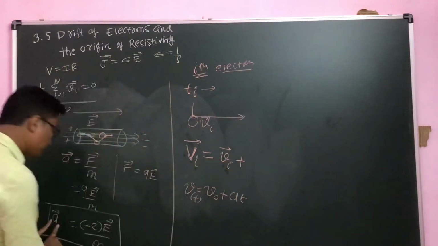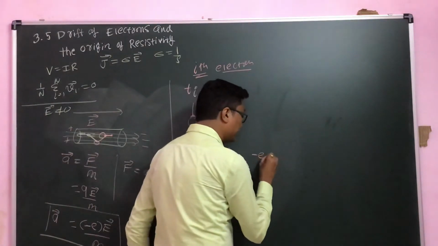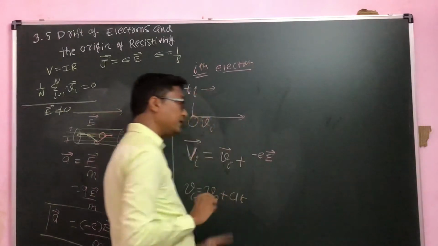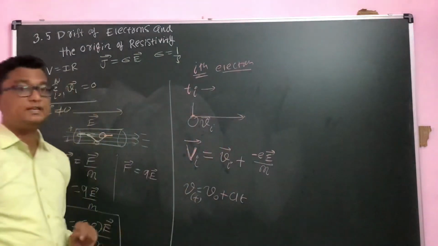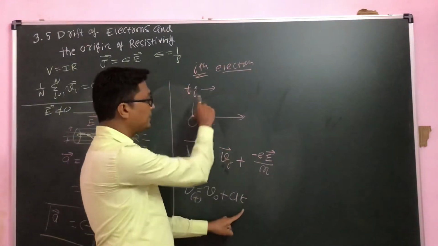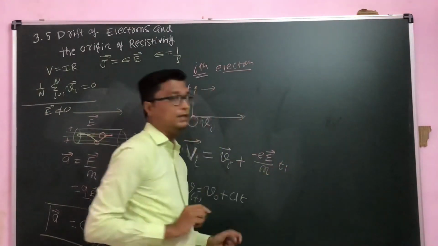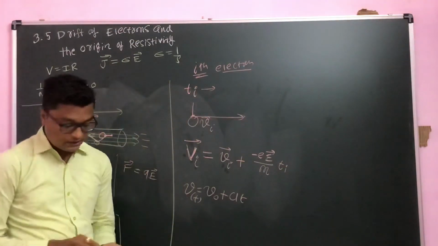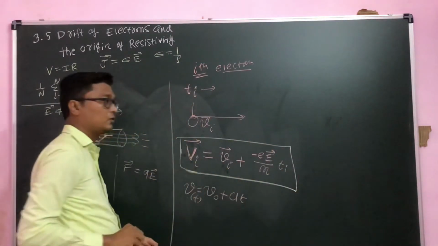So what is the value of a? We have the value of a as minus E into the electric field divided by m. And at what time do we want to find out? So at ti we want to find out. So this will be ti, right? So this is the equation, and you can represent it this way.